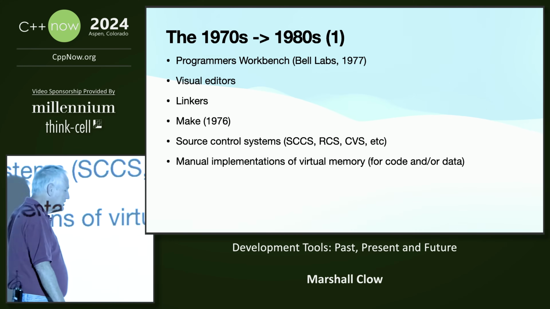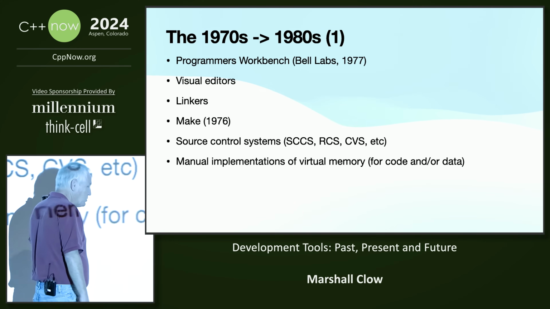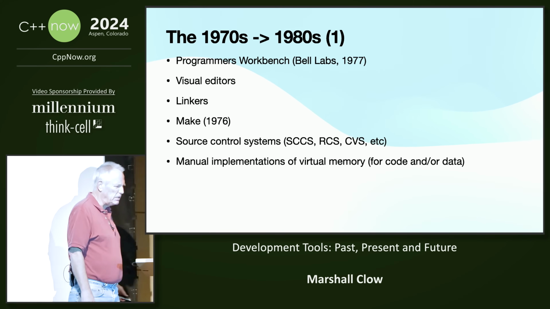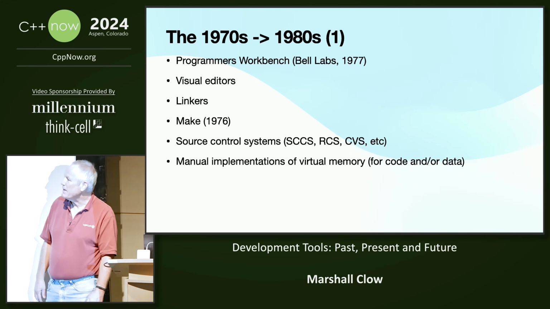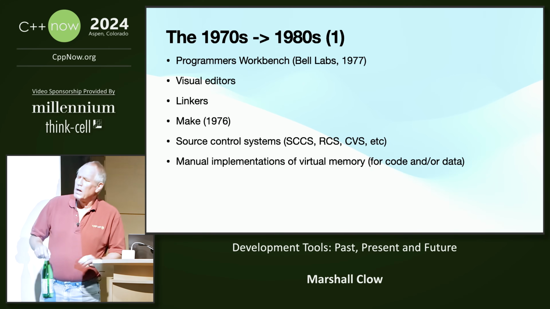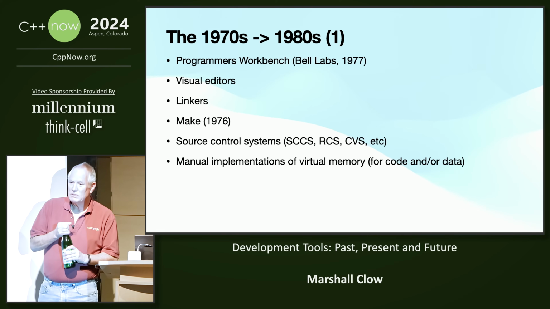What also came out of this was source control. Source control systems, SCCS was the first one, and various ones came afterwards. This was a great boon for people.